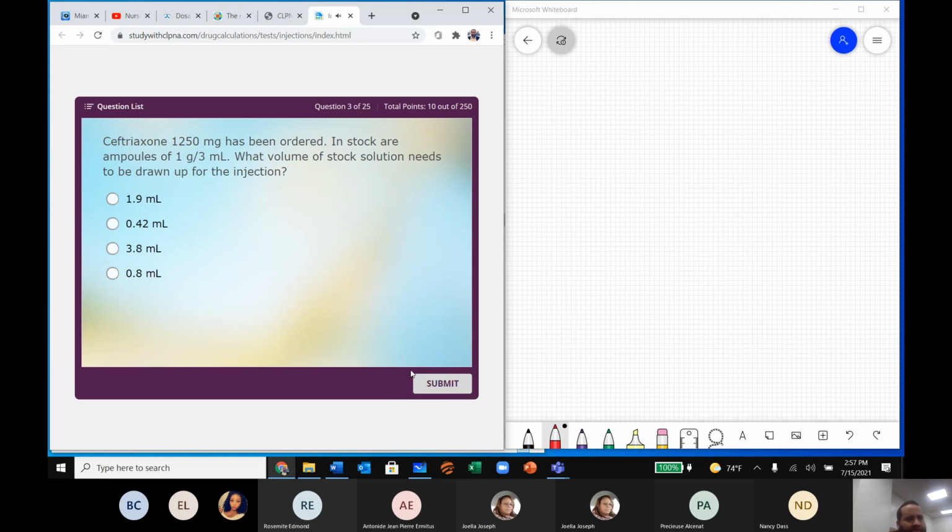Next problem. Ceftriaxone 1,250 milligrams has been ordered. In stock, we have ampoules of 1 gram per 3 ml. What is the volume of solution we need to draw for the injection?